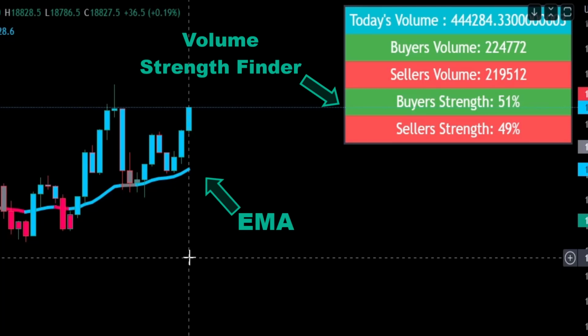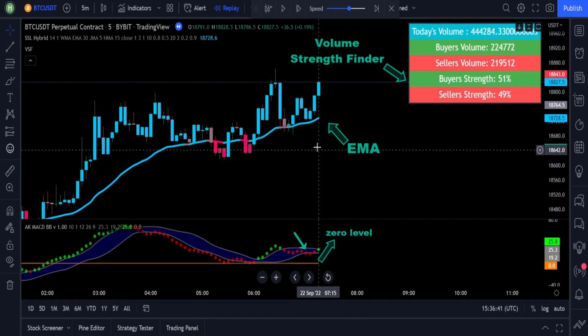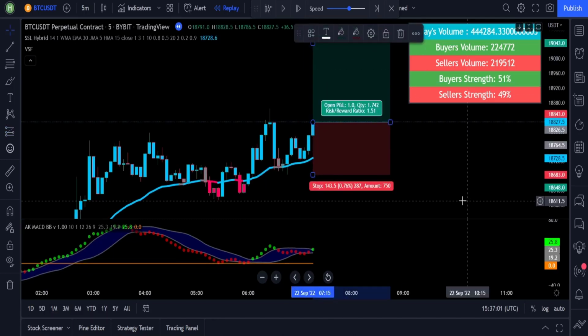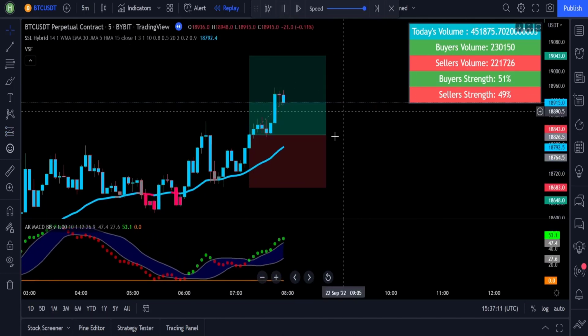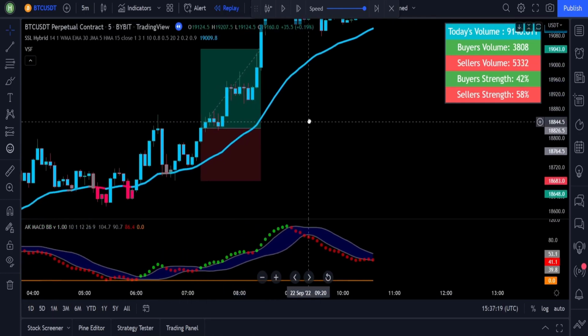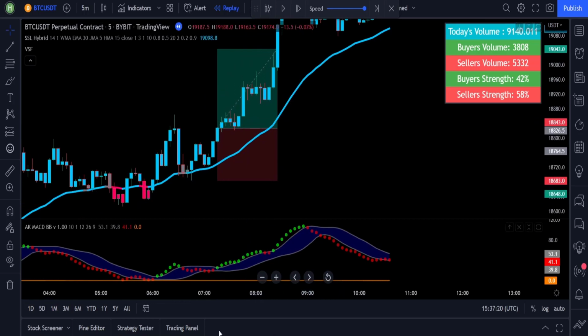Our stop loss can be set either at the EMA or the recent swing low, and we're going to be targeting 1.5 times the risk. And you can see we have a profitable trade here. You definitely have to make sure that you follow the exact rules I just showed you. Otherwise, the strategy won't work.